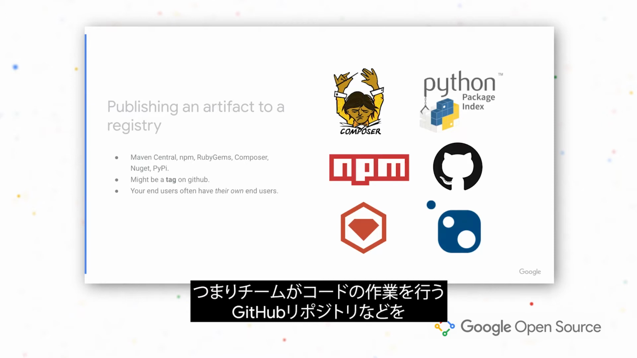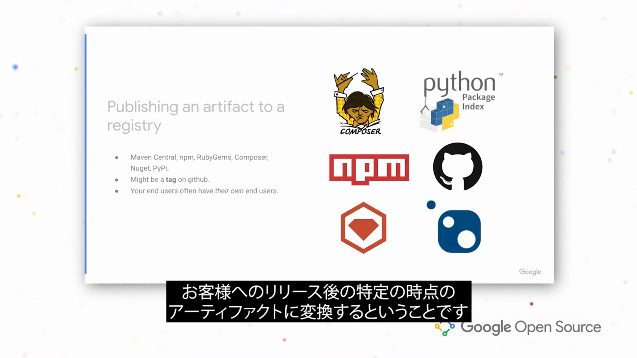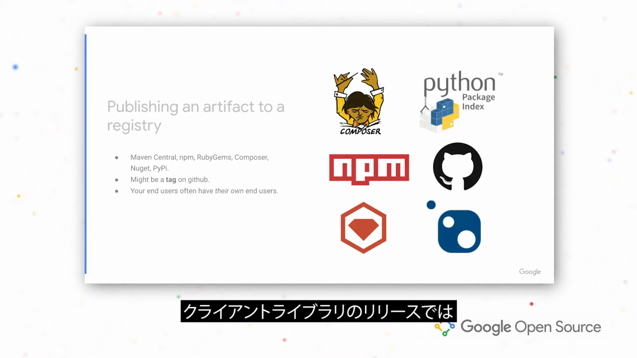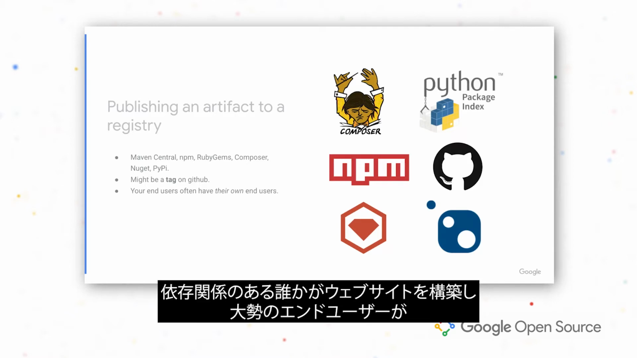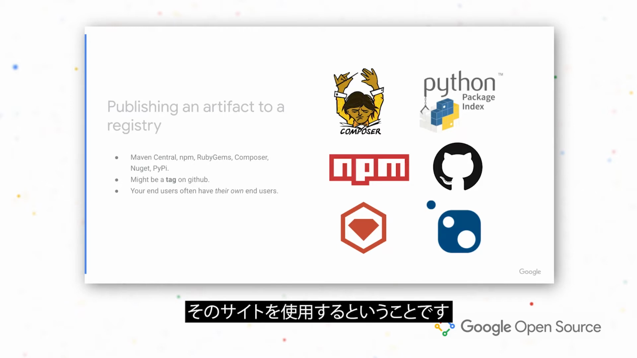Basically what this means is it's taking something like a GitHub repository where your team works on code, and it's turning it into a point-in-time artifact that's released to a customer. And what's kind of interesting about client library releases is your customer often then has their own users. It might be their own end users. So it might be that someone's using you as a dependency to build a website, which is then used by a large set of customers.